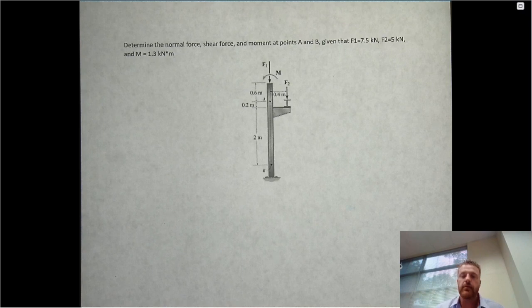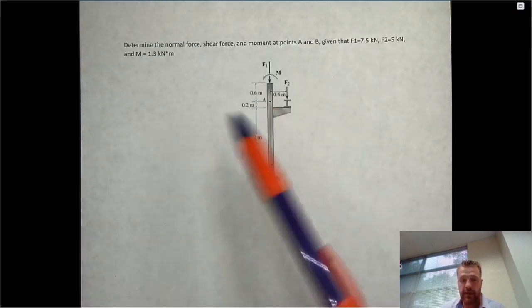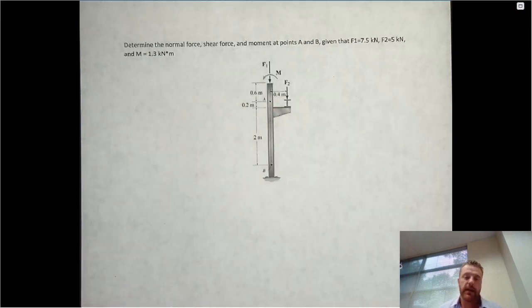So this first problem of your homework, we're given a column, and it's loaded by two downward forces whose magnitude is specified, and by a counterclockwise moment whose magnitude is specified as well. And what we're trying to do is define the internal force system.